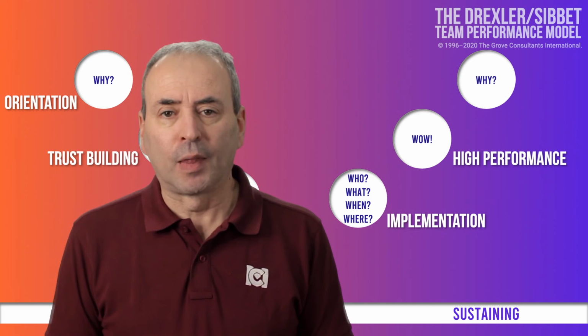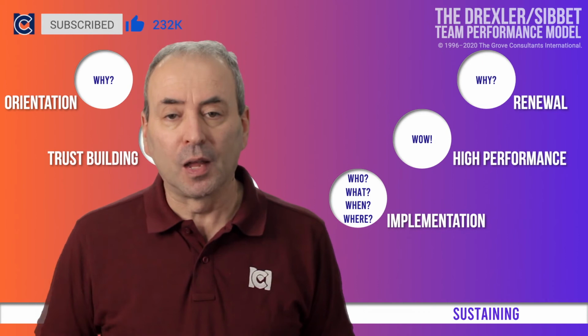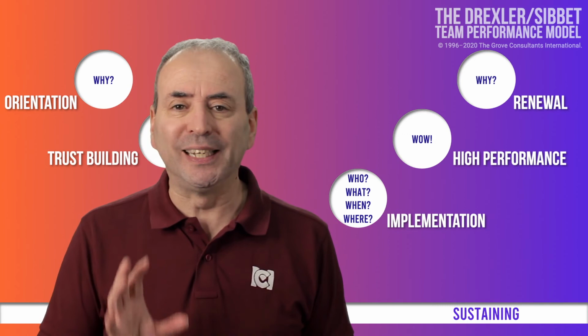The 7th and last stage in the Drexler-Sibbet model is renewal. This is the stage where the team reasserts the question why. What have we done? And what is our purpose going forward? Is there a continuing role for us? If so, what's next? And what do we need to do to adapt ourselves to it?